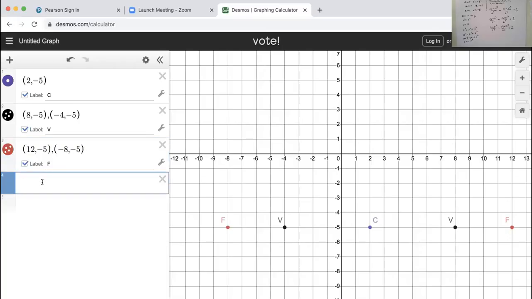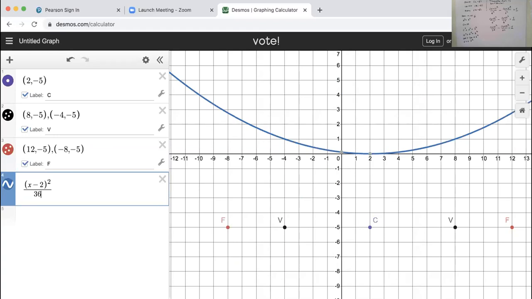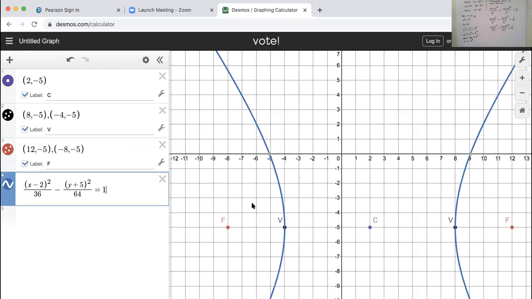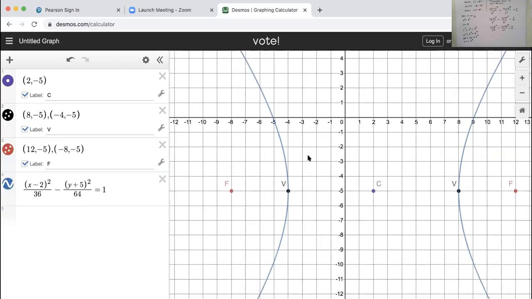So I have my equation, (x − 2)² over 36 minus (y + 5)² over 64 equals 1. And you'll notice it goes through the two vertices, and that makes me feel pretty good about things. Can I draw that box so I can determine the asymptote, so I can kind of check my work here?